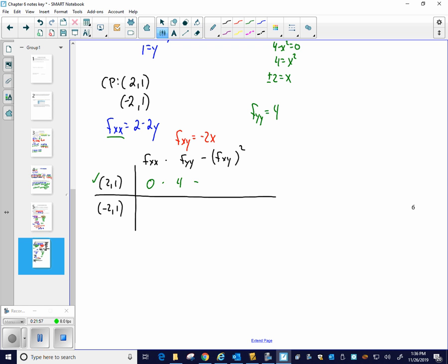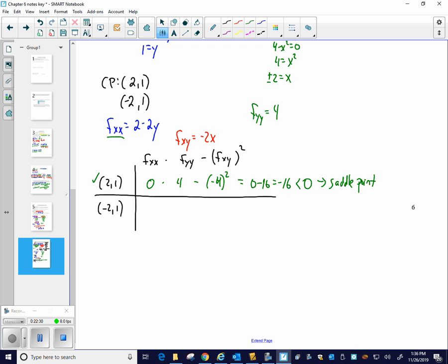minus fxy squared. Well, that's the negative 2x part, and I can plug 2 into that for my critical value, so that's going to be minus 4 squared. So ultimately, that's going to give me 0 times 4, which is 0, minus negative 4 squared, which is 16. That gives me negative 16. That's less than 0. I don't have anything else to do. That is what's called a saddle point. And again, I will have to illustrate that so you can see what that looks like.